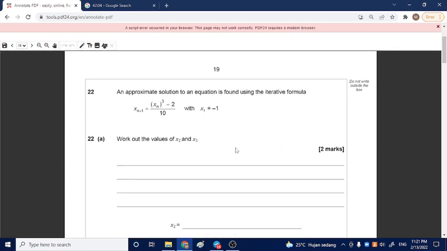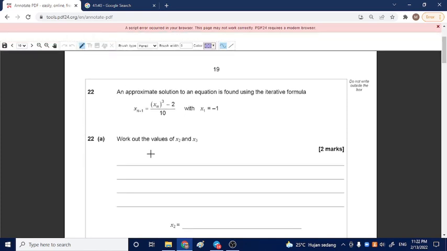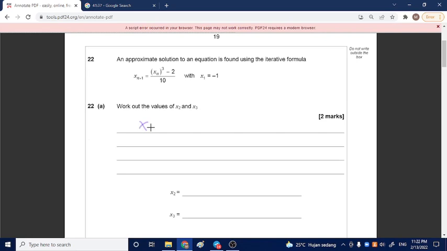Okay, I did not have this when I was 13 years old. So yes, it is true that this is harder. But this one is quite simple. First we have to solve this one, right? Oh, it's just iterating the formula. Nothing fancy. x2 is just minus 1 to the power of 3 minus 2 over 10, that is minus 3 over 10, or minus 0.3.